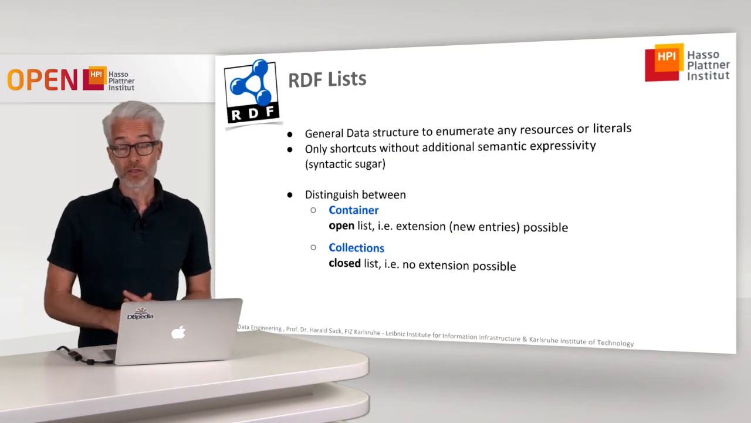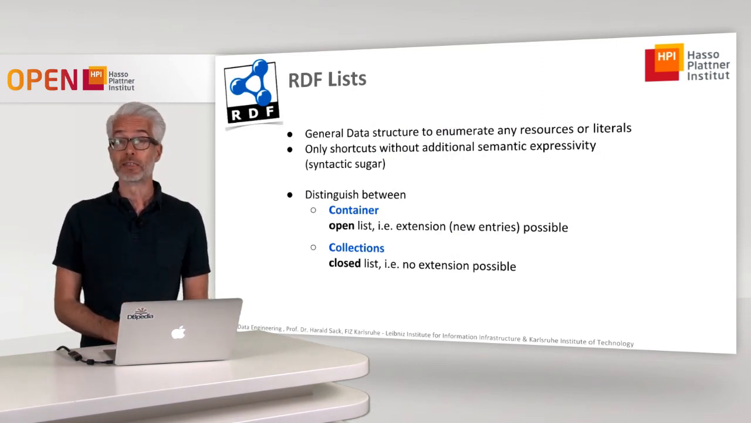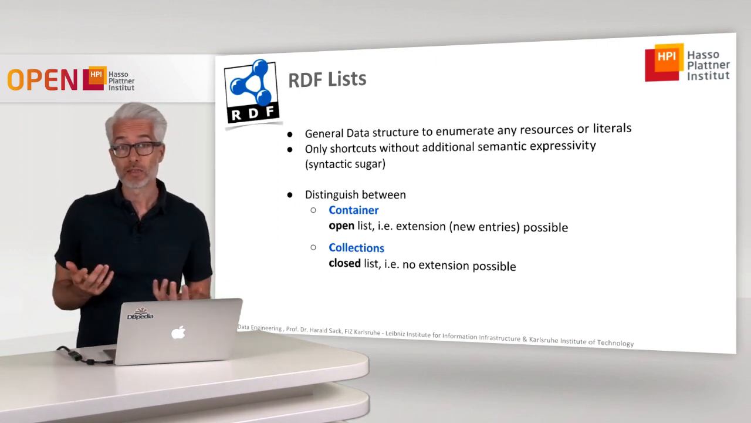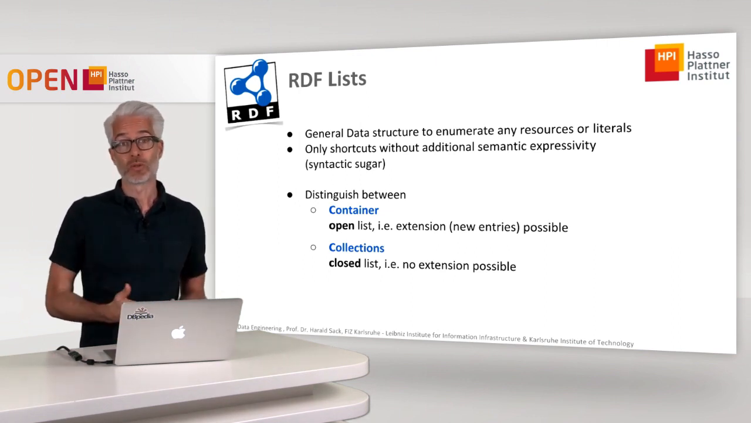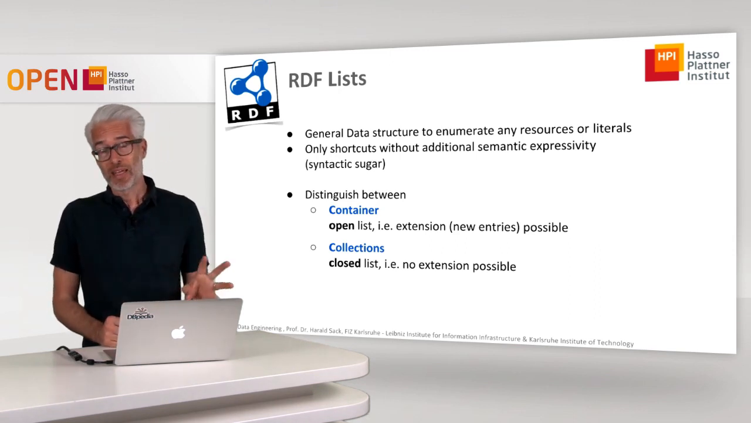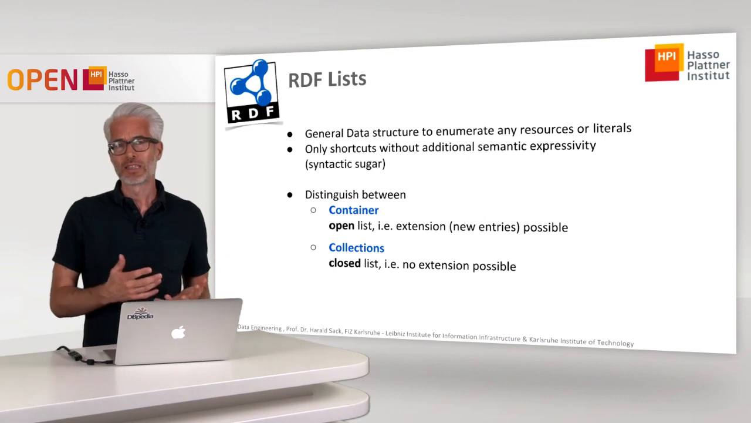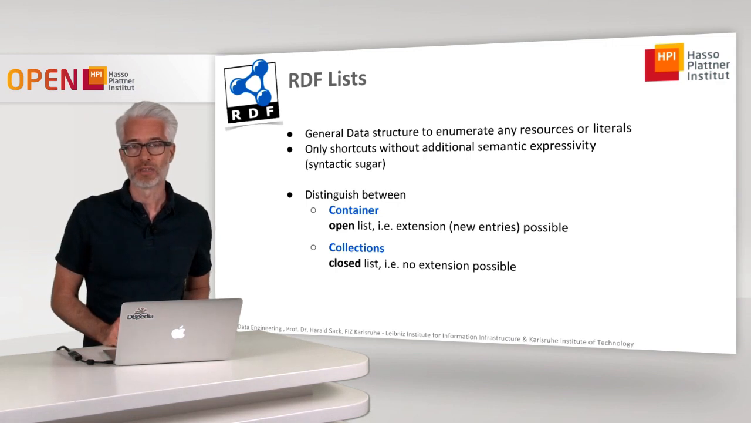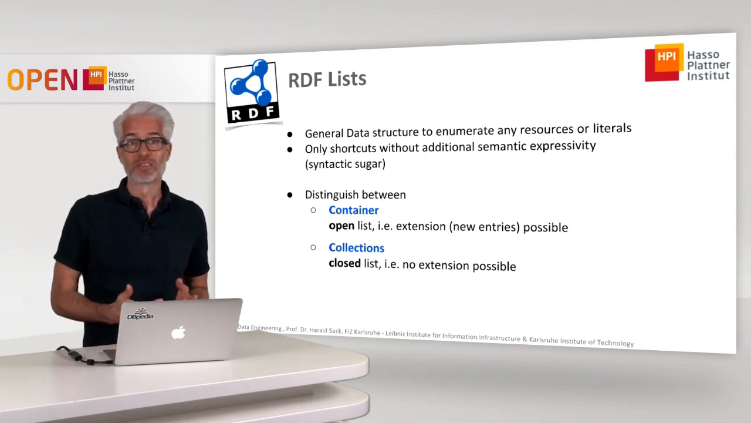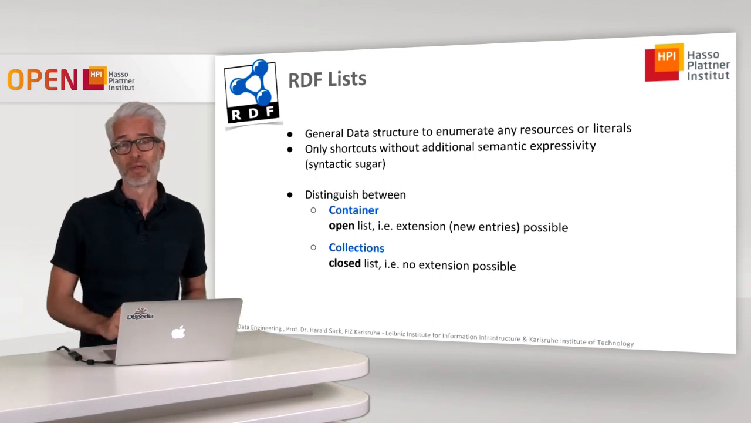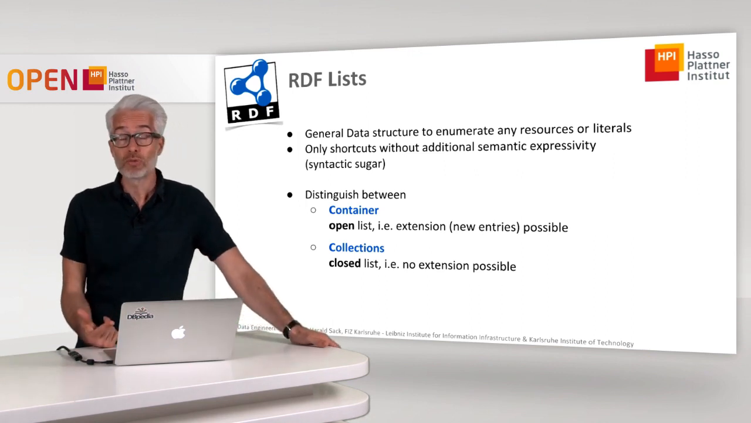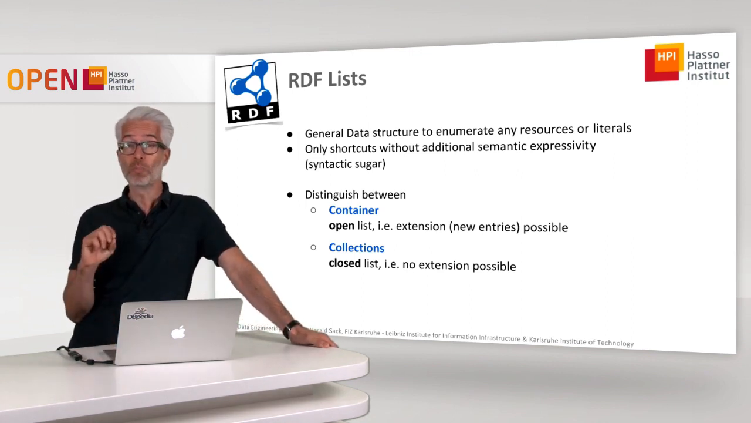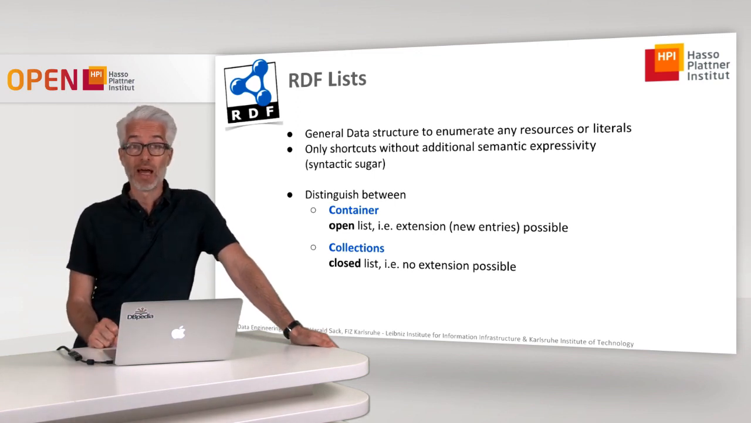So, first data structure that we learn about are so-called RDF lists, and they are usually used as a general data structure to enumerate any resources or literals, but they don't contain new meaning. They are only some kind of shortcut for writing something without additional semantic expressivity. So some people call them syntactic sugar because it's some nice abbreviation, nothing else. You will see that. And there we distinguish two different types of lists. We have so-called open lists, these are the containers, and we have closed lists, which are the collections.